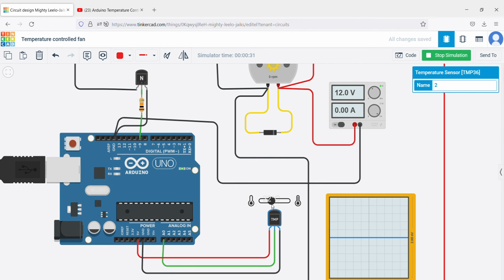Celsius, as desired. And also you can see that at higher temperature, when the motor rotates, the voltage across the motor is also shown in the oscilloscope, while at lower temperature, say at 12 degrees Celsius, the voltage across the motor is 0 and the motor does not rotate.